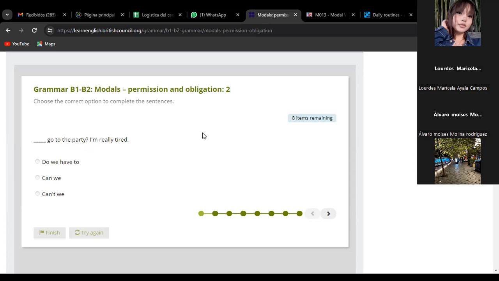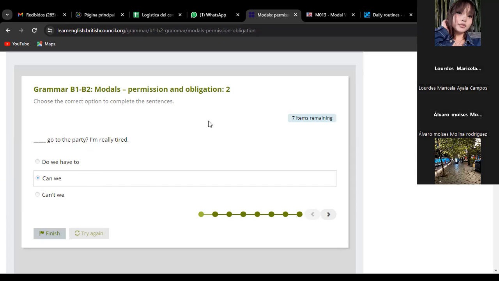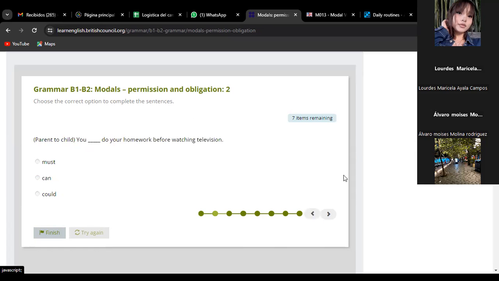Pamela, number one. Can we go to the party? I'm really tired. Bueno, esa me dijo, ¿verdad? Yes. La estaba considerando. Yeah. Read the complete sentence. Vale, ya estuvo ahí, la primera. Vamos a ver. Number two.